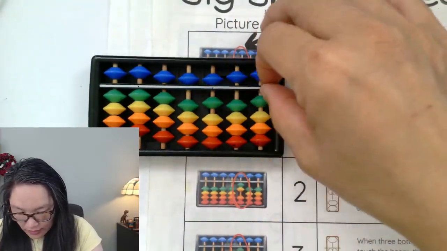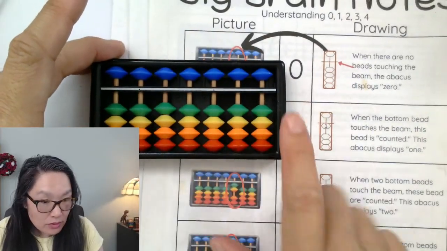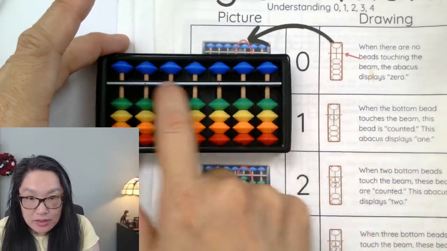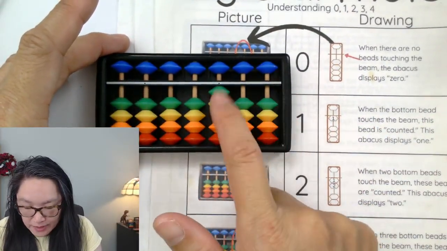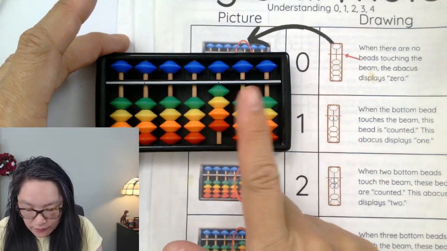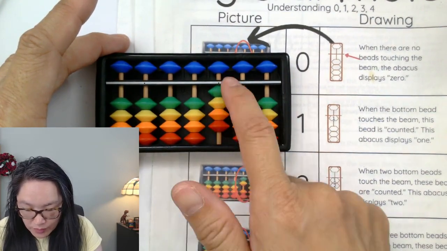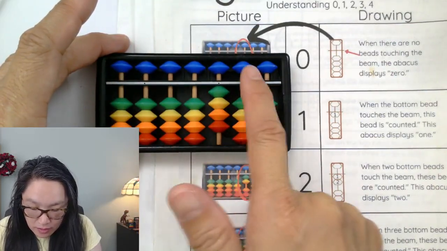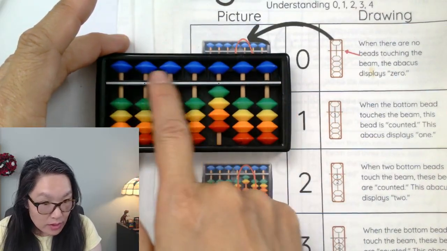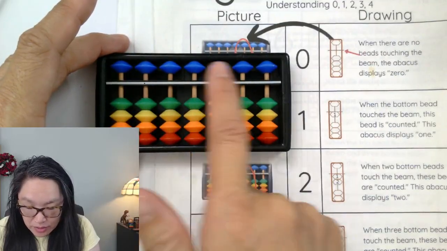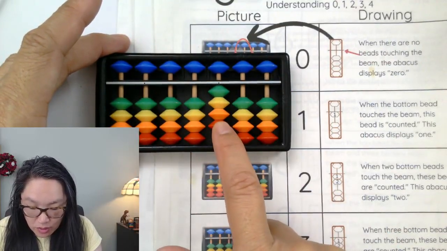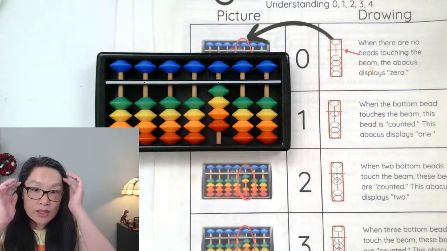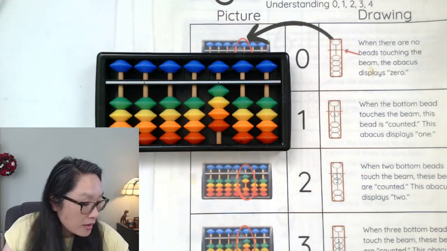So the review is, this is 0, because none of the beads are touching. And this is 1, this is 2, this is 3, 4. If you notice, I have 4 beads touching the horizontal bar. None of these columns are counted. Why? Because none of the beads are touching the horizontal bar. So this one, they're all holding hands, so they're all being counted.